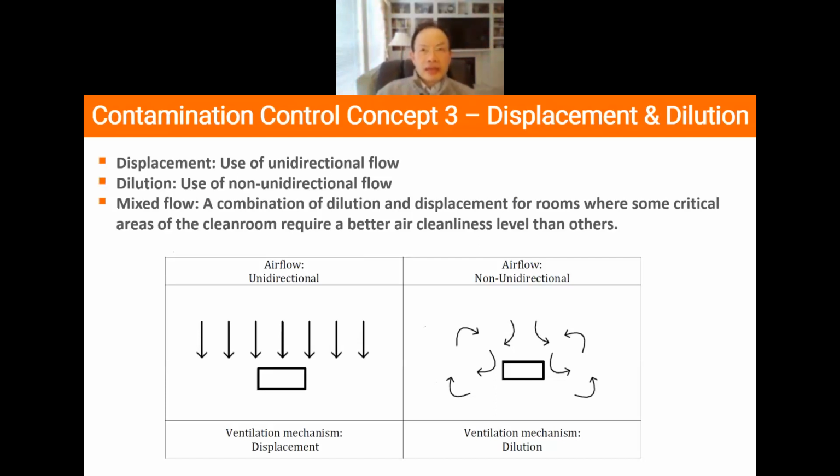This is usually for ISO class 5, the cleaner classes. Lots of other rooms use what we call the dilution method. It's non-unidirectional, not really good in parallelism, so they have lots of eddy flow. The ceiling is not 100% HEPA filter; they may have 10%, 15% HEPA coverage, and so there is a lot of eddy flow. So the objective of non-unidirectional flow is basically dilution.